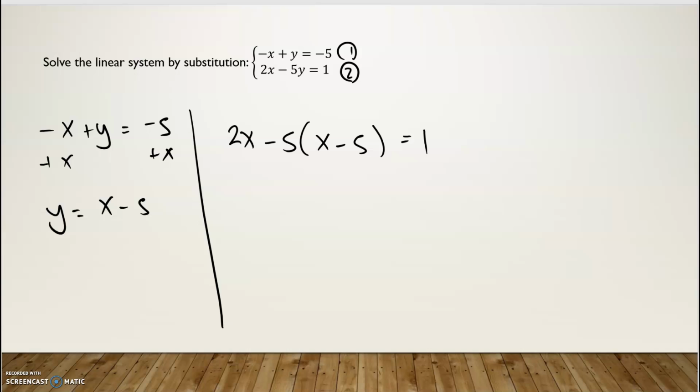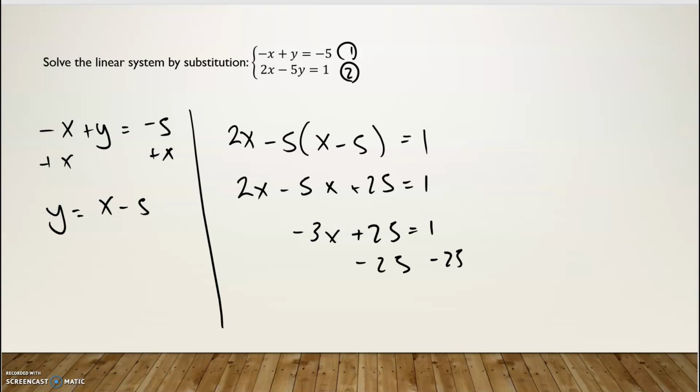And now I'm going to solve for x. So it'll be 5x plus 25 equals 1. So that'll be negative 3x plus 25. Subtract the 25. So this will be x is equal to 25 over 3. Forgot to subtract on this one right here. So that would be negative 24. So negative 24 over negative 3, that will give us 8.